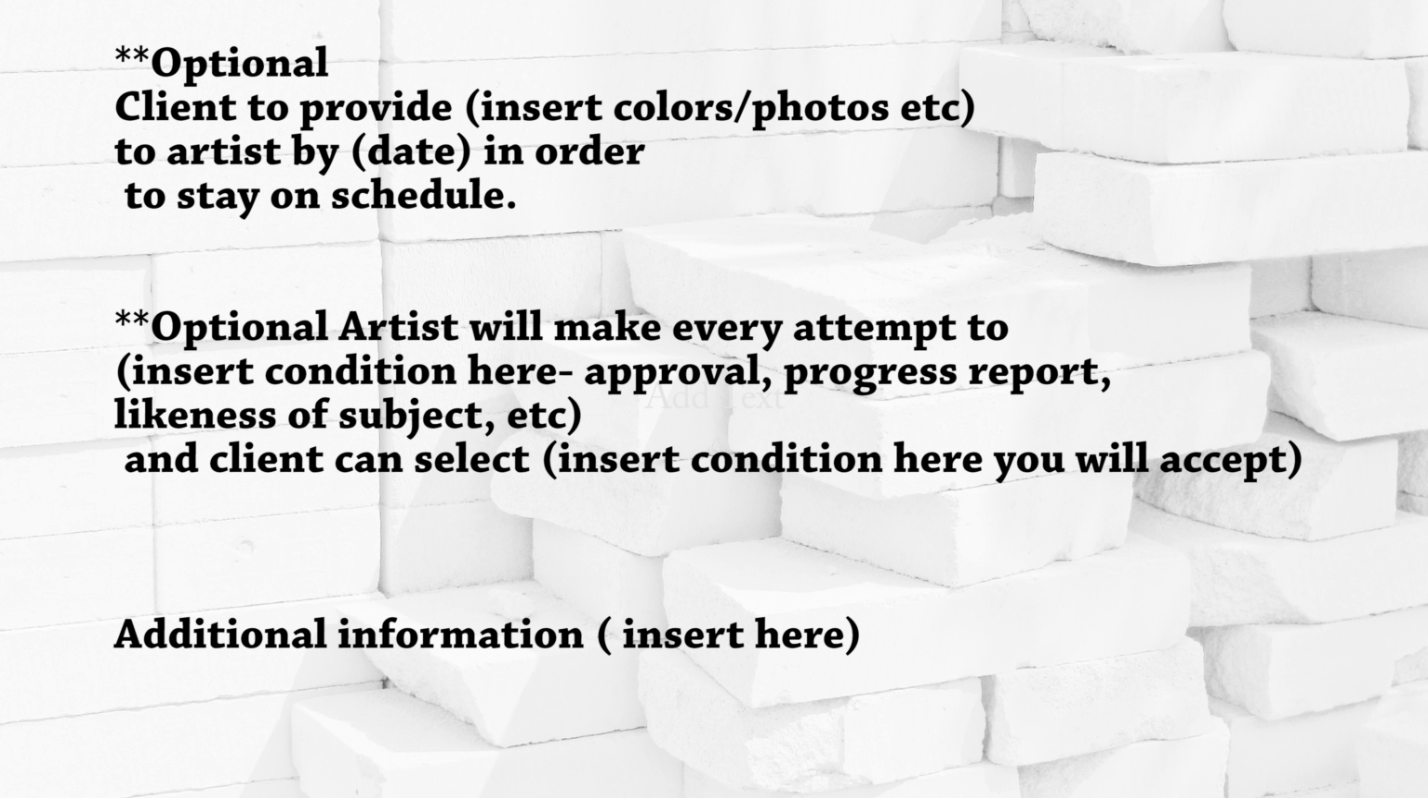whatever, to the artist by, and then put the date in there in order to stay on schedule. And then another optional line could be the artist will make every attempt to, and then here you might want to put some conditions like I need approval or a progress report or likeness of the subject or something like that. And then the client might be able to suggest, for example, between A or B options, if you're going to do something like that, some condition that you find acceptable. And then you'll have additional information that you might want to put there, and then you'd have the artwork price, and then fill in all that information.